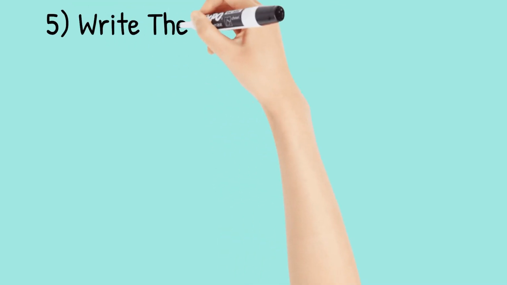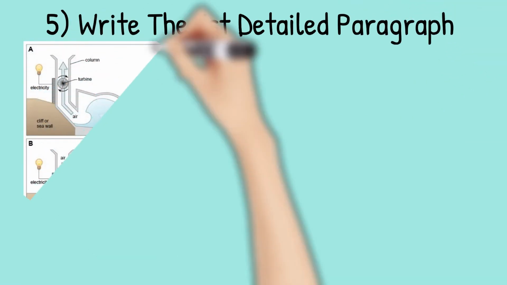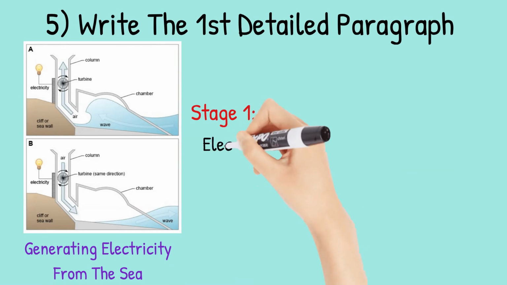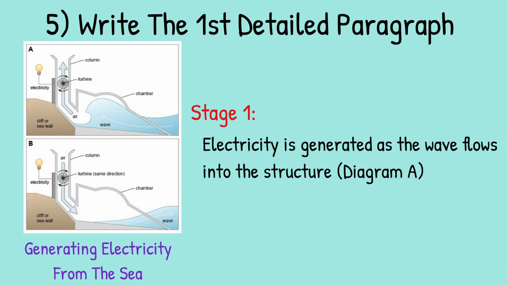Next step is to write the first detailed paragraph. Paragraphs 3 and 4 of your process diagram essay are where you include more detailed information. In paragraph 3, you should explain the first key feature in more detail. For this question, we will expand on the first stage of the process. Here it is again. Stage 1, electricity is generated as the wave flows into the structure.